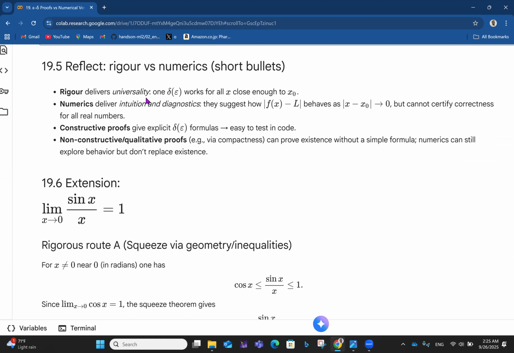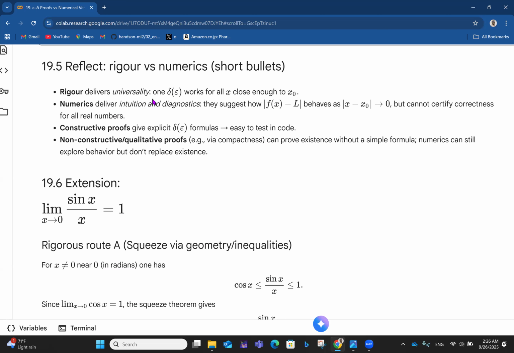Rigor delivers universality. If you use the epsilon-delta construct, you have a generalized way of verifying limits, right? So rigor delivers universality. One delta of epsilon works for all x close enough to x naught. Numerics deliver intuition and diagnostics. They suggest how the absolute value of f of x minus L behaves as the absolute value of x minus x naught approaches 0, but cannot certify correctness for all real numbers. So you need numerics for intuition and diagnostics, but you need rigor for generalization.